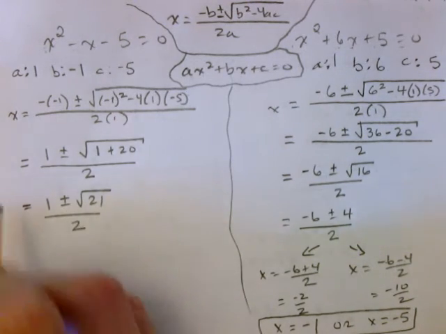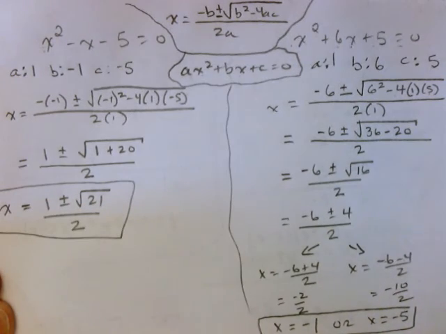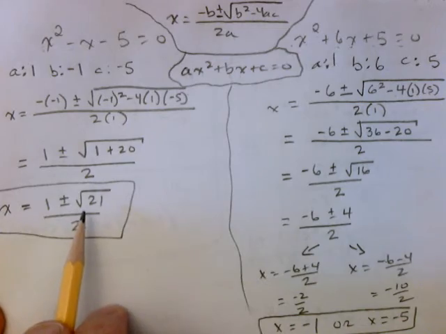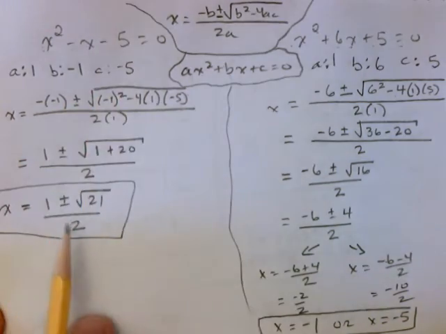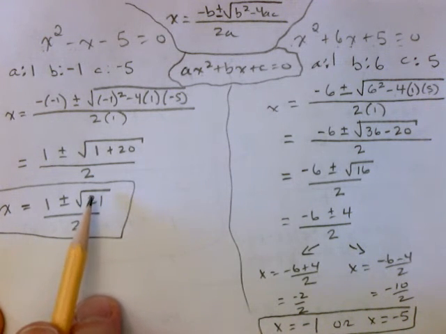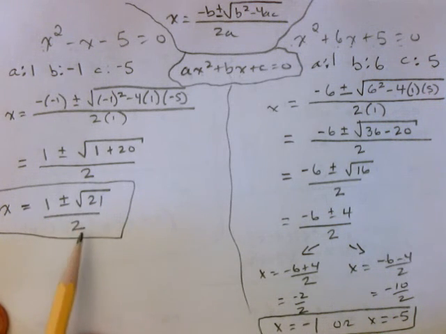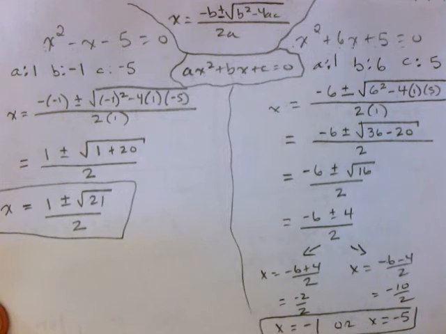And so in this case, I can actually leave this expression the way that it is, and this is perfectly fine as an exact answer for this quadratic equation, x squared minus x minus 5 equals 0. These are the two solutions. The only time I would ever want to mess with taking the square root of 21 and then splitting this up, 1 plus and 1 minus, and then divide those by 2, is if this was part of a word problem. But other than that, I can leave this the way it is.